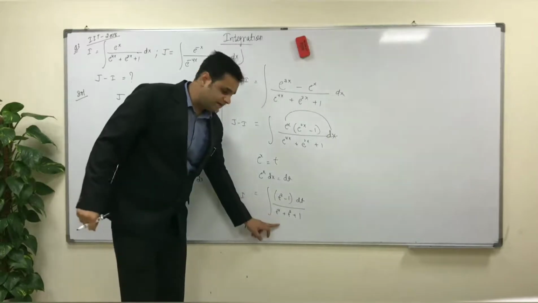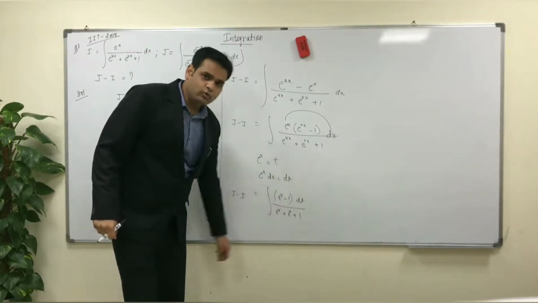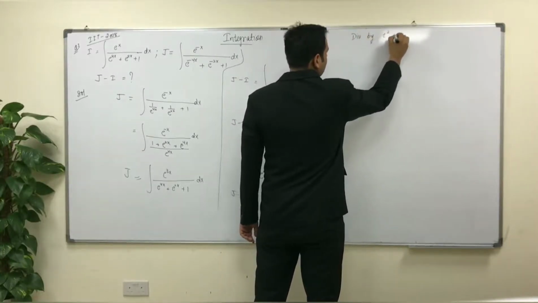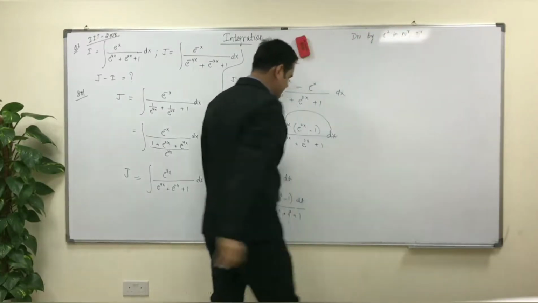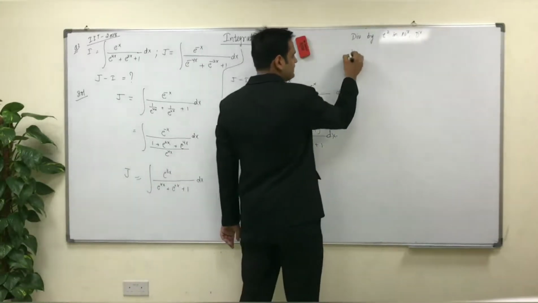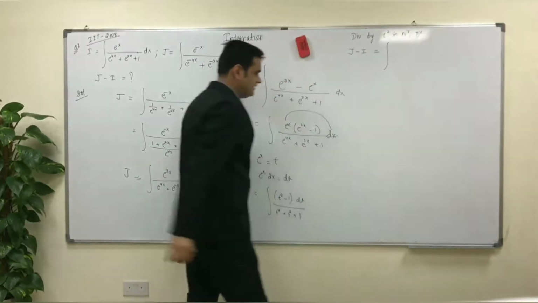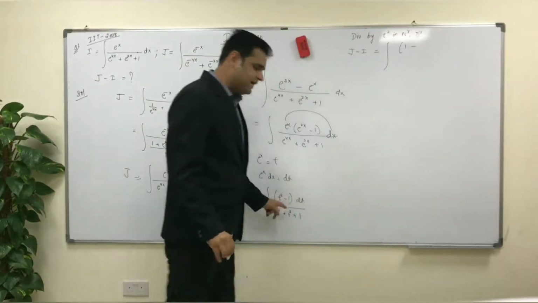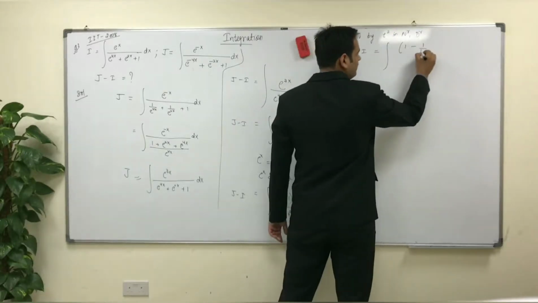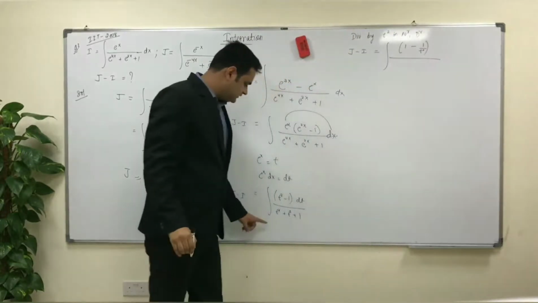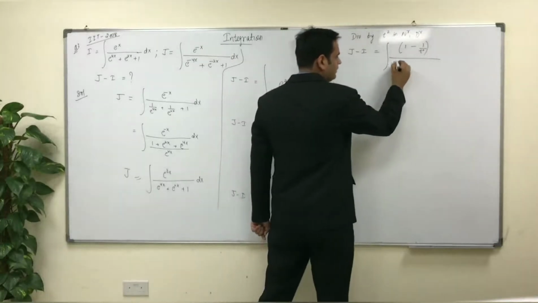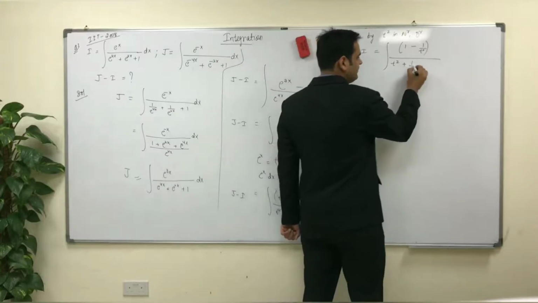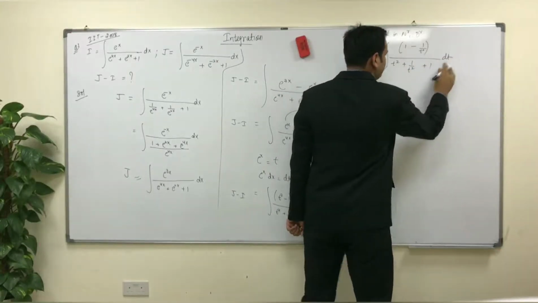See, whenever you see a question like this, you divide by t square in numerator and denominator. So when I do that, what will happen? This is J minus I equal to, if I divide, t square divided by t square will become 1 minus 1 by t square, and here this t to the power 4 will become t square, plus this will become 1, this will become 1 by t square, so it will be 1 by t square plus 1 dt.